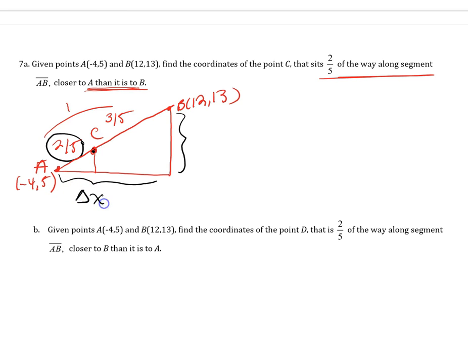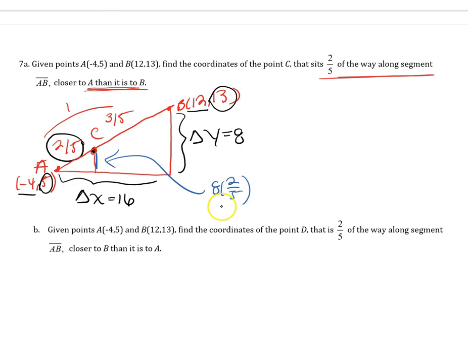So again, horizontal distance would be change in x. So from -4 to 12, that's a distance of 16. Vertical distance would be from 5 to 13, so that's 8. This portion right here is going to be 8 times 2/5. So that's 16 divided by 5, so that's 3.2. This distance right here is then 16 times 2/5, so that's 6.4.